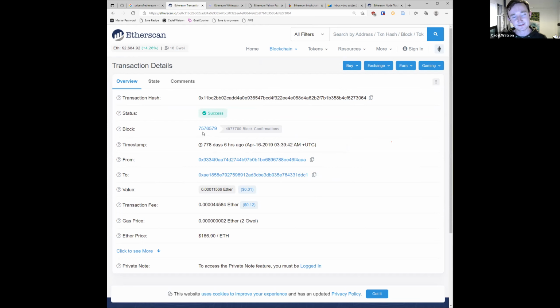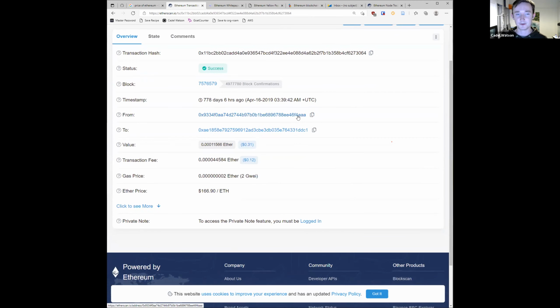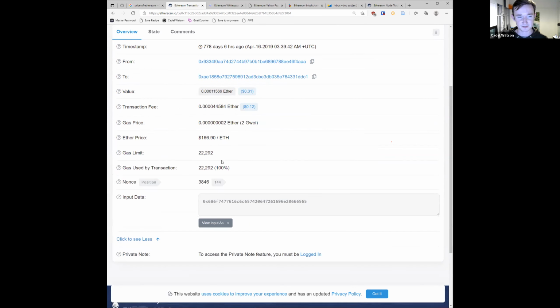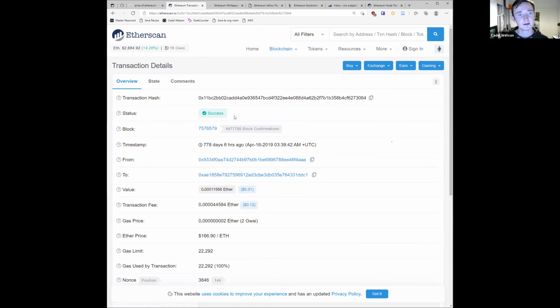And you'll notice that the block number in Ethereum is a lot higher than Bitcoin. And we'll explain why that is in a second. You can see the address, or the person who sent the money, the person it was sent to, and then the amount of Ether that was transferred. So in this case, it was something like 31 US cents. And you can also see what the price of Ethereum was at that time, which helps with this conversion here. There's more details too, which we'll talk about soon.